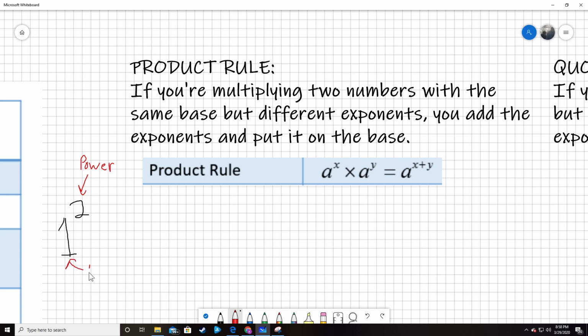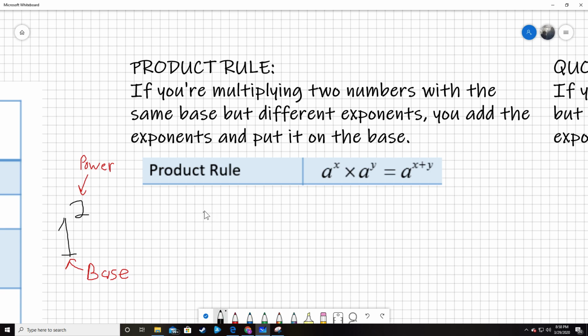Now this is called the base. So the larger number, that's always called the base. This is called the power, or the exponent, or the index. It has a bunch of names. So what this product rule says is, if we're multiplying two numbers with the same base but different exponents, we add the exponents together. So let's look at a couple examples.